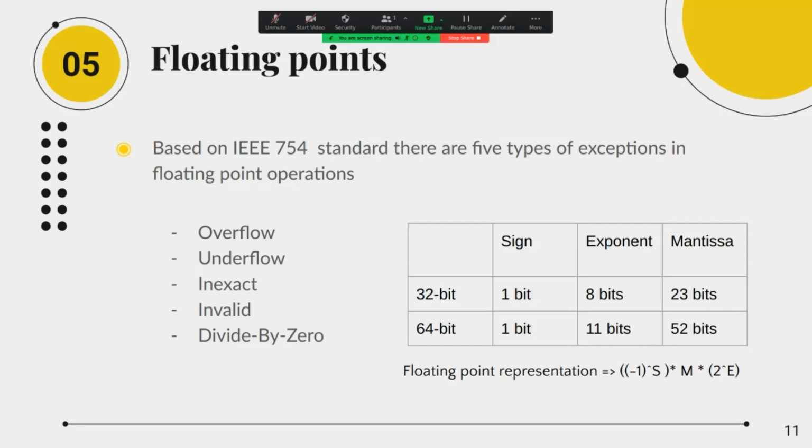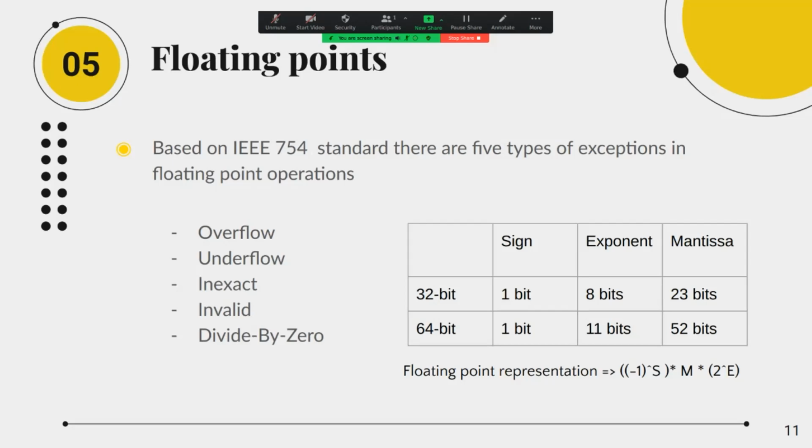Underflow. In contrast to overflow, underflow occurs when the result of a calculation is too close to 0 to be accurately represented in the chosen floating point format. Inexact. This exception occurs when a result is not exact and has to be rounded to fit the floating point format, introducing a slight loss of precision. Invalid. The invalid exception arises when an operation is performed on a value or combination of values that are not meaningful or defined within the floating point standard.